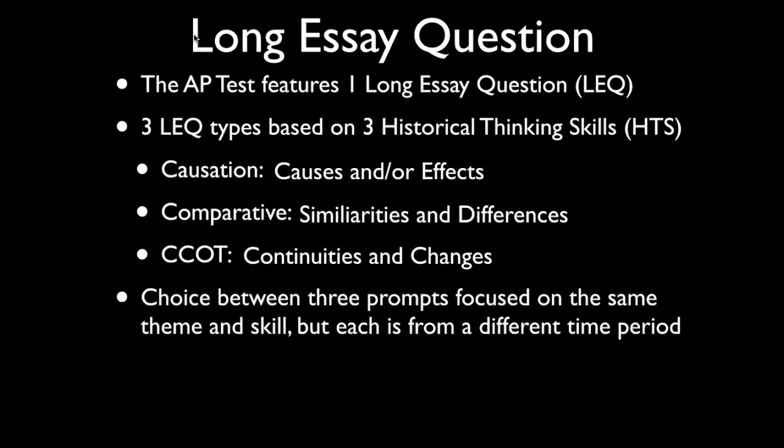So you will be given a choice between three prompts on the AP World History test focused on the same theme and skill. So most likely they will be either all three comparative essays, maybe about economics, or maybe there are three CCOT prompts that are related to culture. But each prompt will be from a different time period. So one option will be focused on, for instance, period 1 and 2, maybe. Another option may be focused on period 3, and another option focused on period 4.